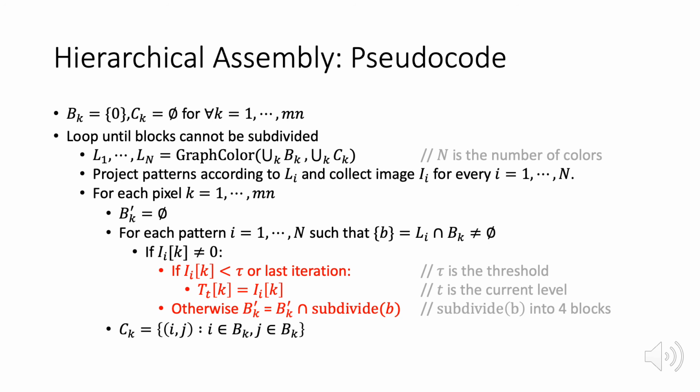Then, if the measured pixel level is less than the threshold or is the last iteration, we need to store the pixel value to the light transport matrix at the current level and stop subdividing these blocks into subblocks. Otherwise, we keep subdividing the blocks until the measured pixel level is less than its threshold.